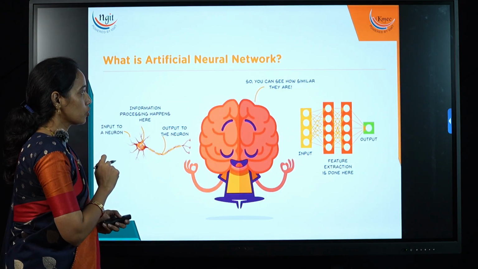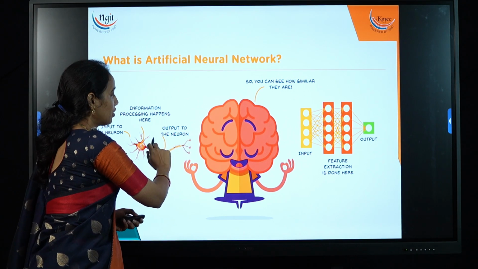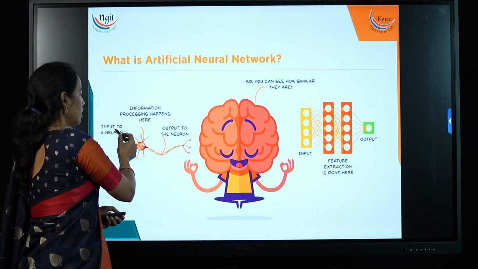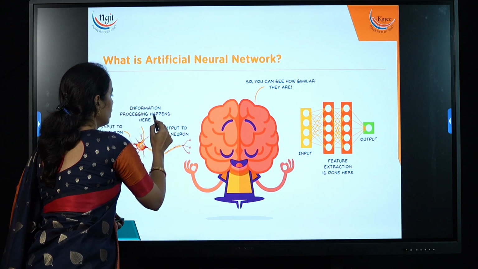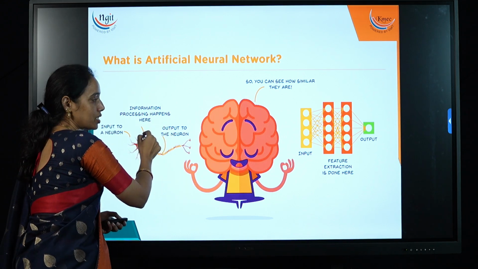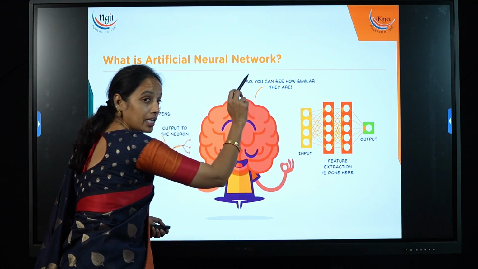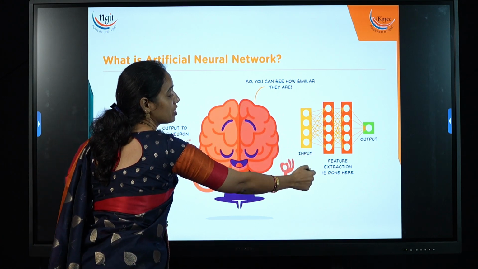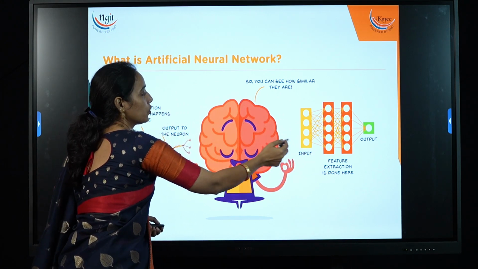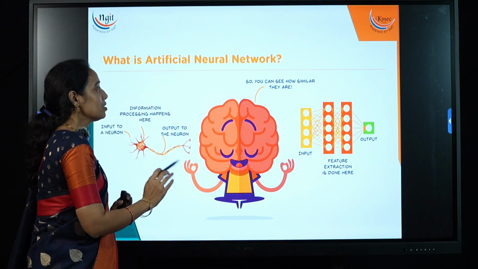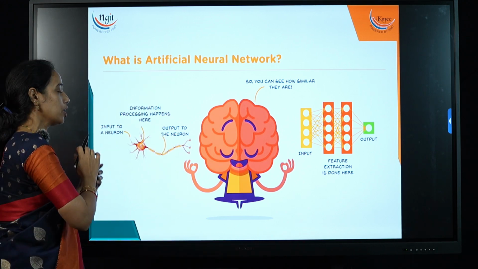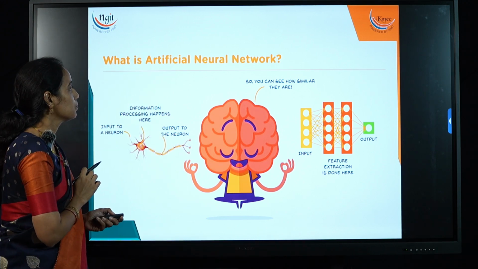Let us compare these two. We can see these two diagrams and think how similar they are. Input to a neuron is the input. Information processing happens in the hidden layer, where we are going to extract the features, and then output of the neuron is where we get the output. In this way, ANN is similar to the human brain processing system.